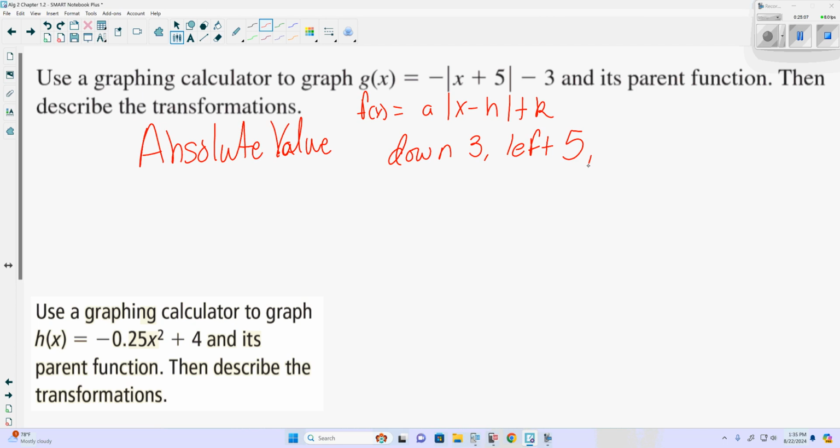Now our value of A, we have a negative. A is negative. And if it is negative, it is a reflection across the x-axis. Now, since the number in A's place is not something other than 1, there is no vertical shrink. And that's it.